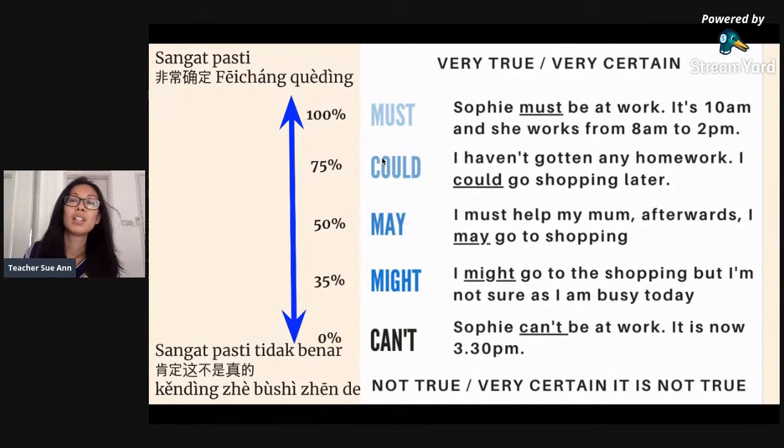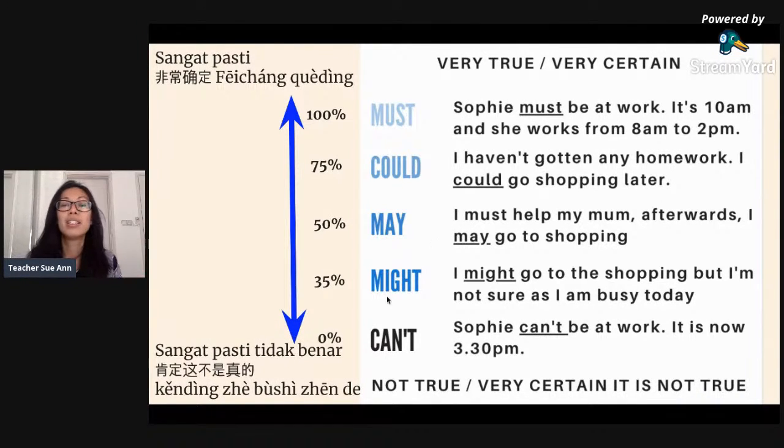I could. There are other possibilities with 75% chance, right? Then we go to 50%. Half here, half there, okay? I must help my mom. Afterwards, I may go shopping. So he's thinking, maybe 50% want to go, maybe I don't want to go, 50%.